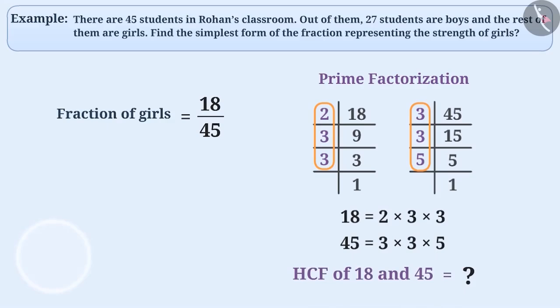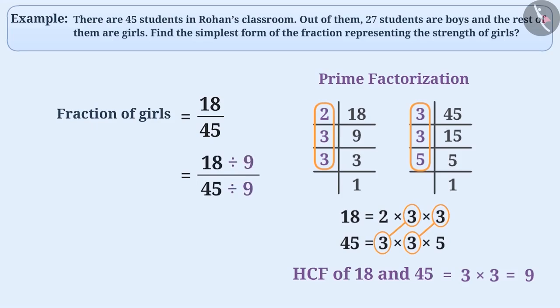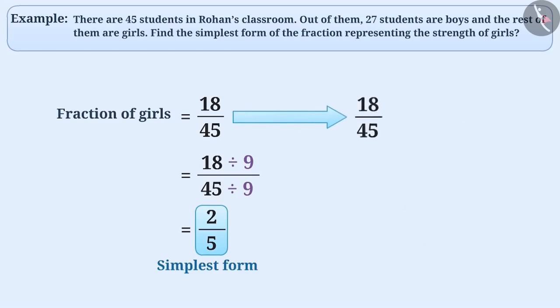Can you tell what will be the HCF of this? Absolutely right. The common factors of both are 3 into 3. Therefore, HCF will be 9. Then, we will divide the numerator and the denominator of 18 by 45 by HCF 9. By doing so, we will get the simplest form of the fraction 2 by 5.